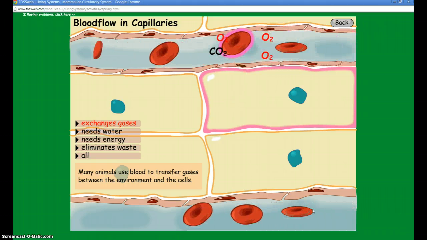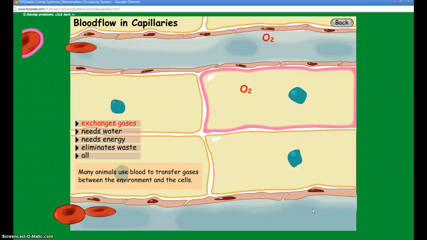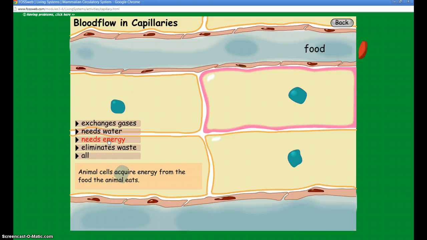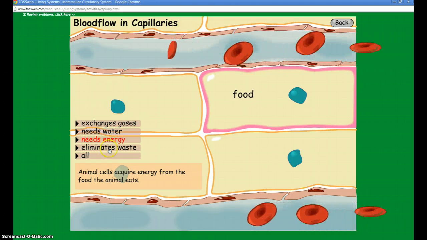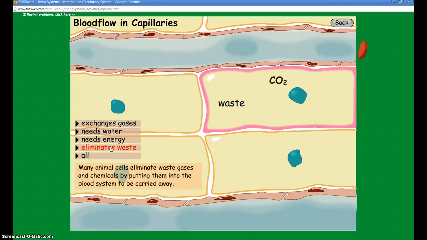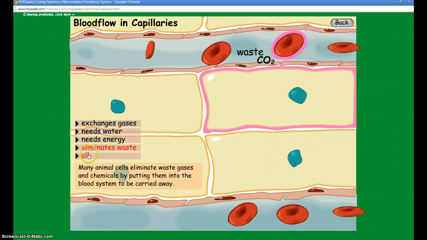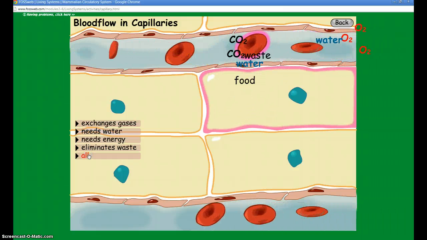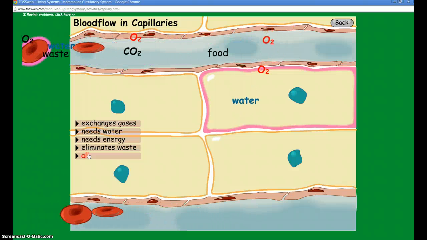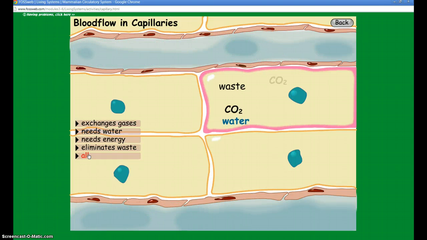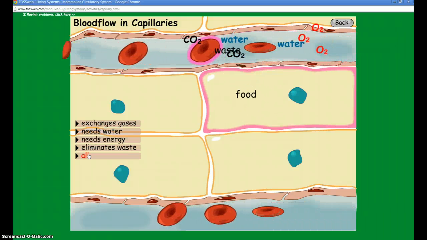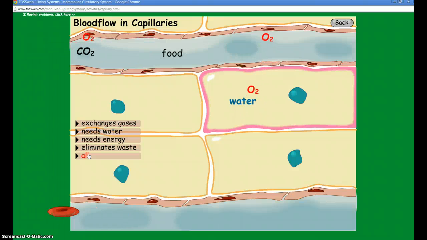Basically, they're seeing how the cells, the blood flow and capillaries, and the cells exchange gases, and they can click on how they exchange water, what cells do to get their energy from food, how waste is eliminated, and then I really like how they all kind of work together, so they can kind of see that. So I do like this part of the module. I think it's a very creative way to show blood flow versus just looking at a picture in the book. I think this is a good way.